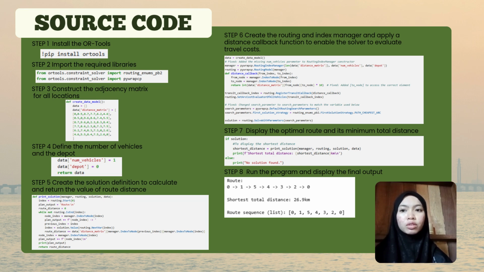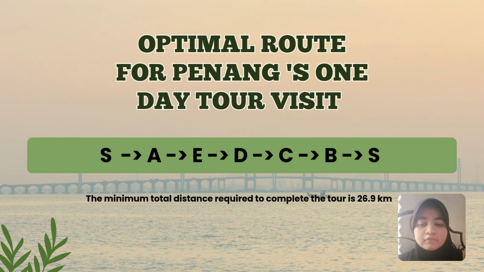The shortest total distance is 26.9 km, and the route sequence list is 0, 1, 5, 4, 3, 2, 0. From the grading, we get the optimal route obtained from the travelling salesman problem, which can be represented as route S to A to E to D to C to B, and lastly back to S. Or we can call it from Juice Holiday Travel and Tours in Neighborhood, to Georgetown UNESCO World Heritage Site, to Gurney Bridge, to Penang Botanical Gardens, and to Penang Hill. And the second location is Kek Lok Si Temple, and lastly back to Juice Holiday Travel and Tours in Neighborhood.